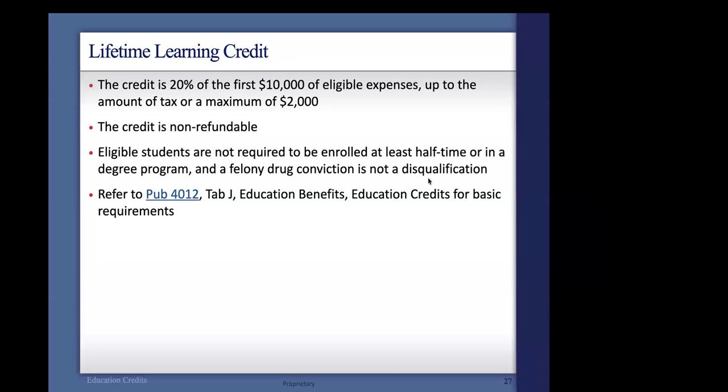but they cannot have a felony conviction. The software will ask if they have a felony conviction, and I don't think that question is on the 13614. But if they're claiming the credit, that is a question you will have to ask the taxpayer. Refer to Publication 4012, Tab J, again for more information as it relates to education benefits.